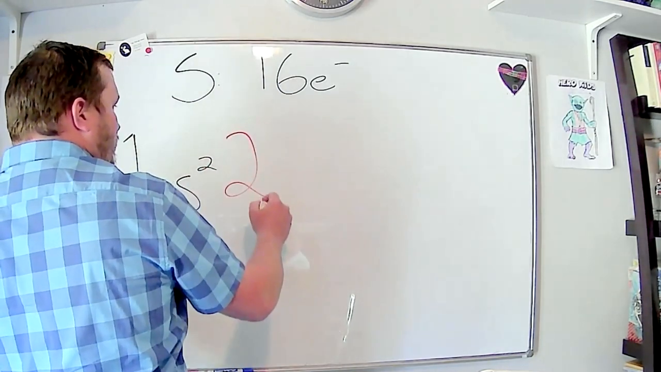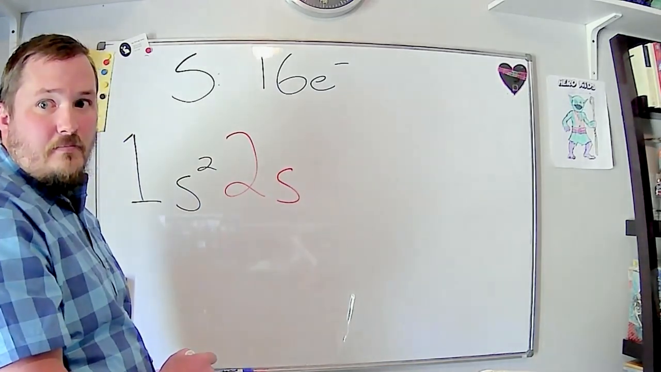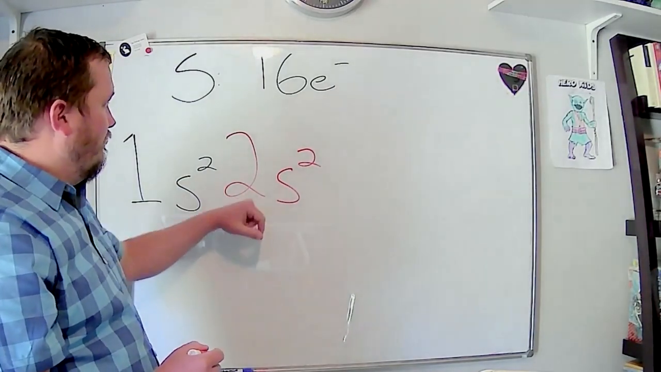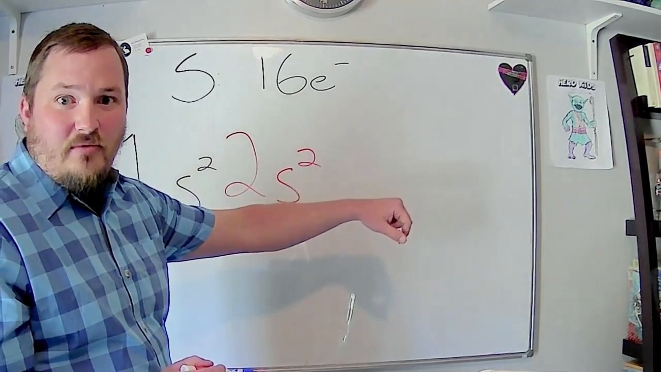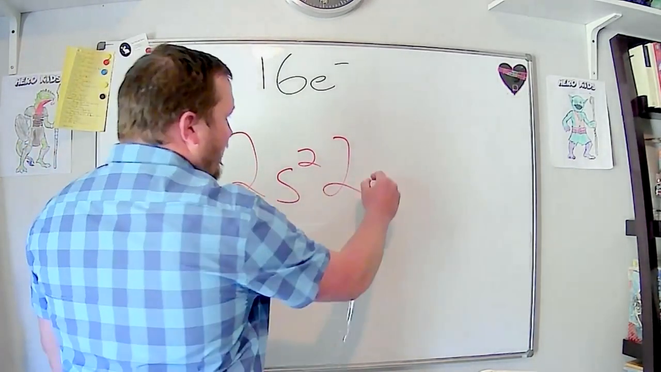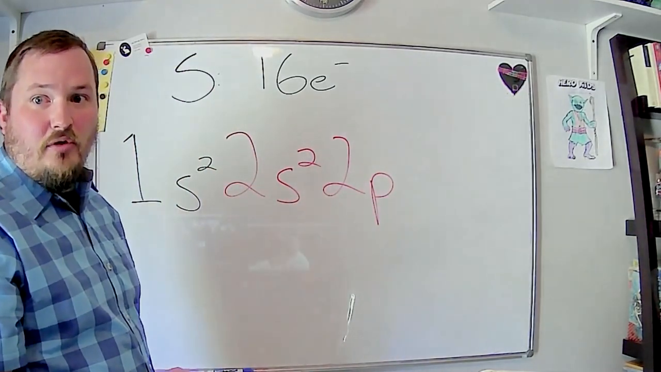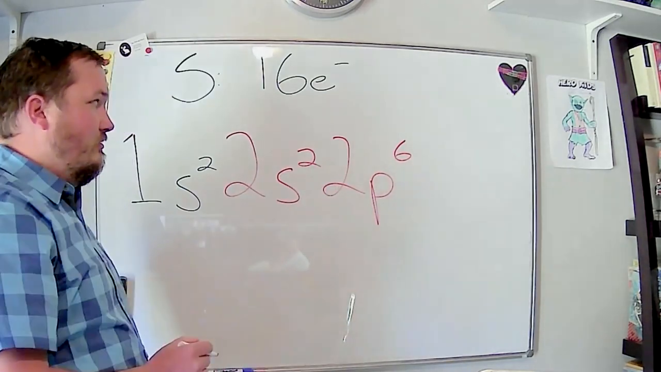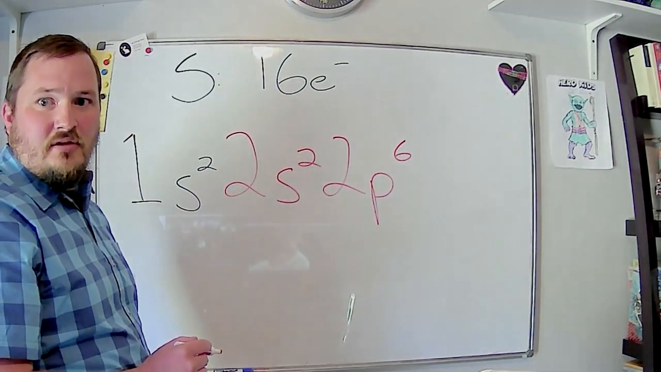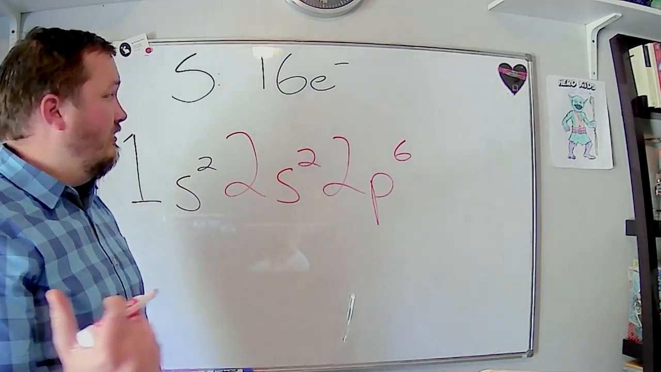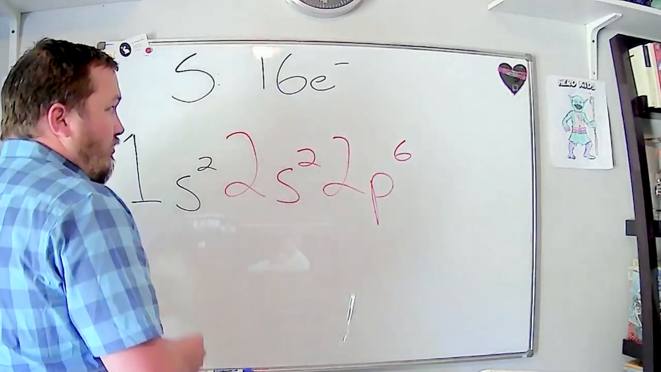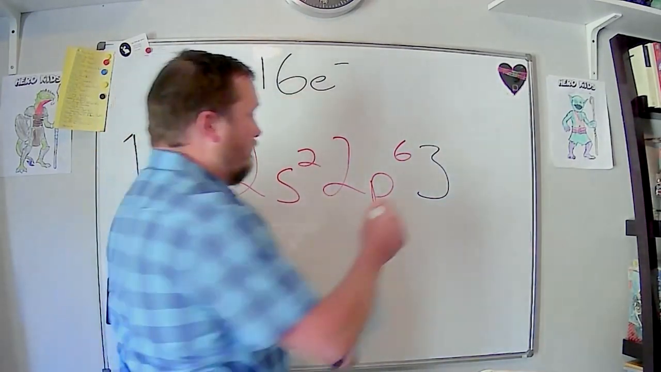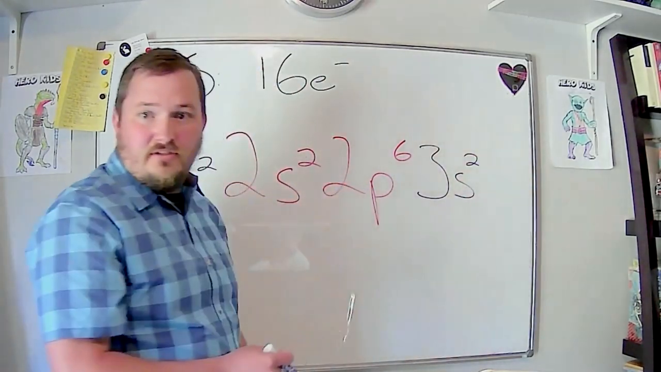Now we go to the second energy level, which again starts in an s orbital, and it can fit two electrons in it. Now, if we jump to the other side of the second row, it's still the second energy level, but now we're in the P block, that can hold a total of six electrons. That's why it's six elements across. So 1s2, 2s2, 2p6. Now we finish the second energy level. So now we're in the third energy level, but we're back in the S block. So it's 3s and it can hold 2 electrons.